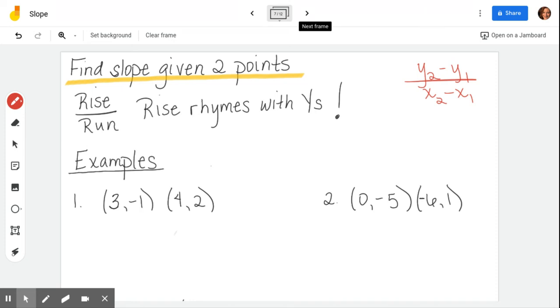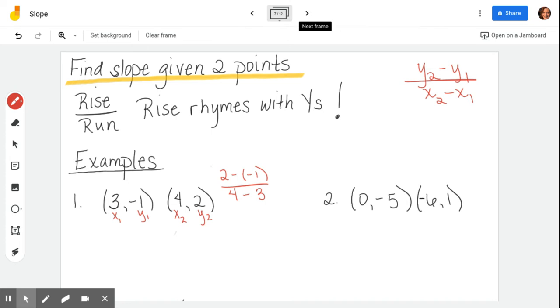I'll show you. If you're going to use that formula, I'm going to call this x1, y1, and I'm going to call this x2, y2. So y2 minus y1, I'm going to do 2 minus -1. I think I said that backwards, y2 minus y1. X's, I'm going to do 4 minus 3 for x2 minus x1.